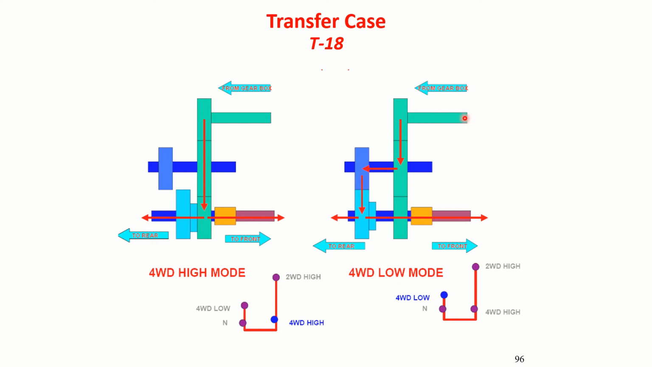Again, you can see here from the gearbox shaft, it is driving this shaft. Then you can see over here, this is driving this one. This gear is larger than this gear, so there is a reduction in speed. Of course, you are going to transfer the motion to the rear differential as well as front. So you are further reducing over here. That's why it is called low mode.